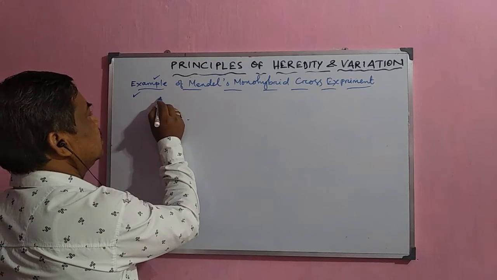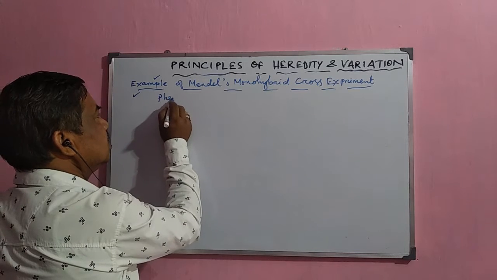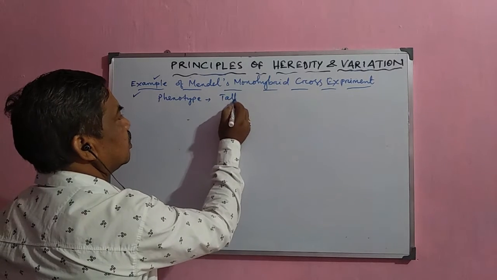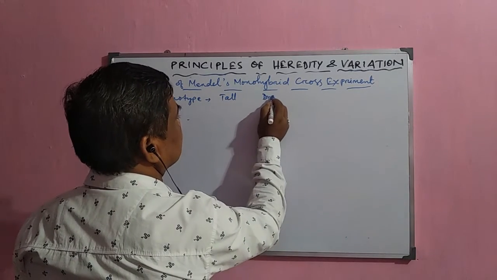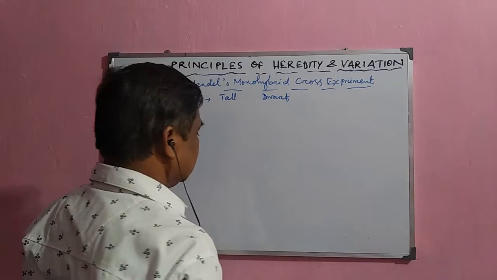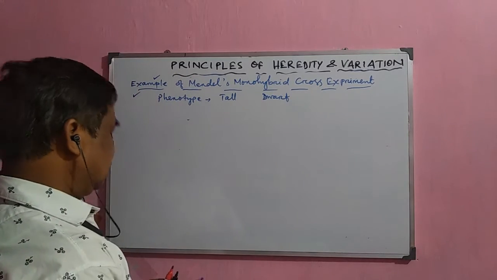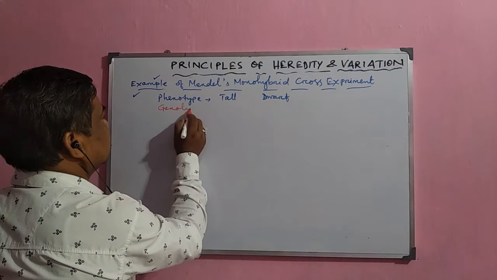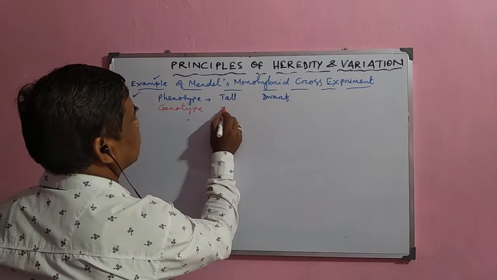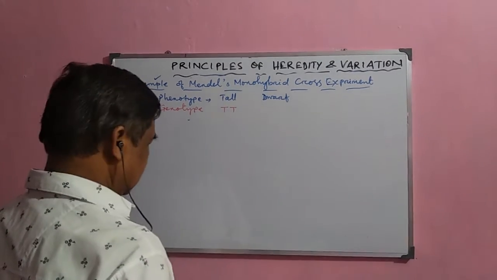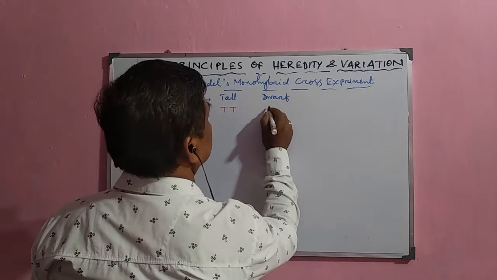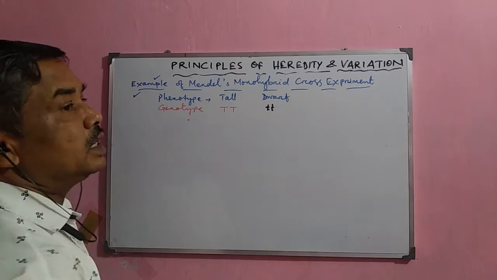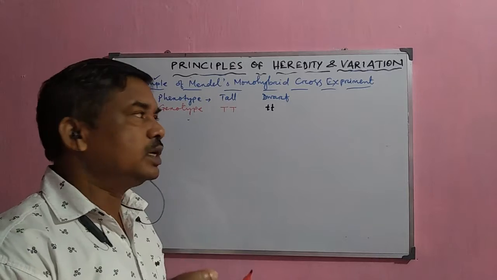Now, for the first example, we are taking the phenotype of a certain plant, like here we are taking some tall plant and the dwarf plant. Tallness and dwarfness are the important characters. Now, what is the genotype of this plant? The genotype of the plant is taken as capital T for tall, and small t for dwarf plant. Now, first of all, Mendel actually selected the parental generation.